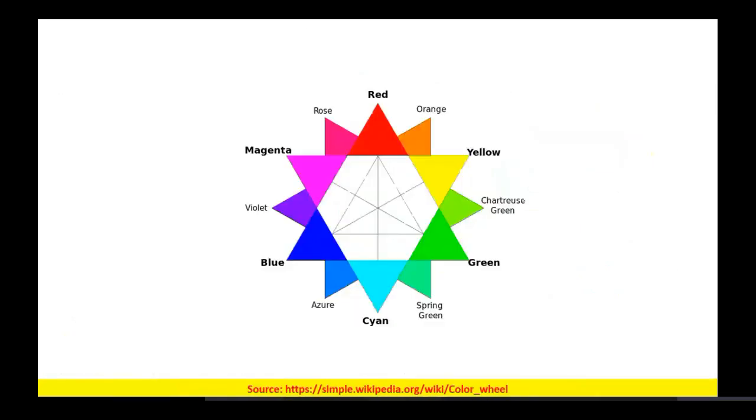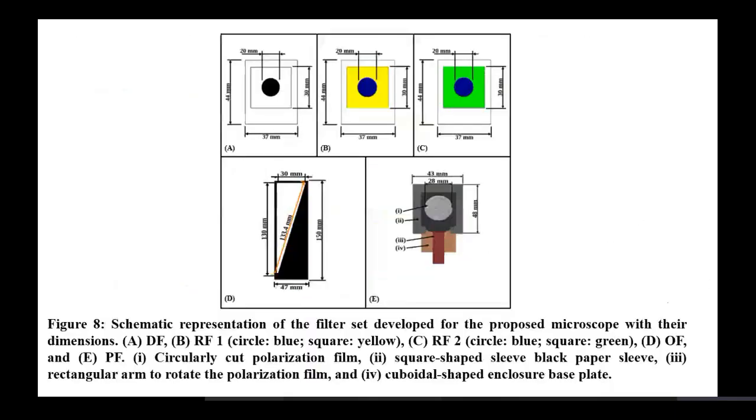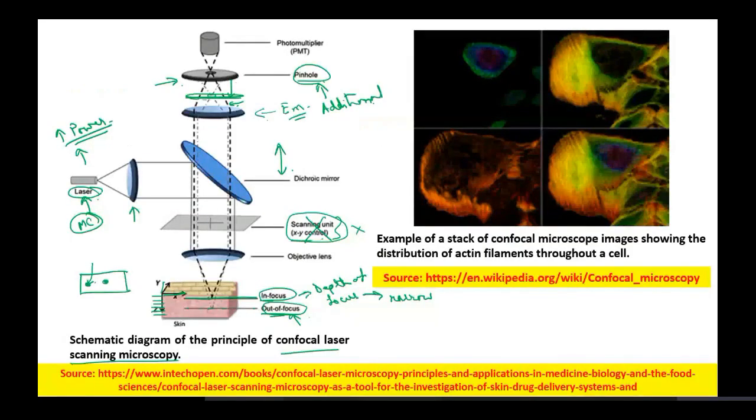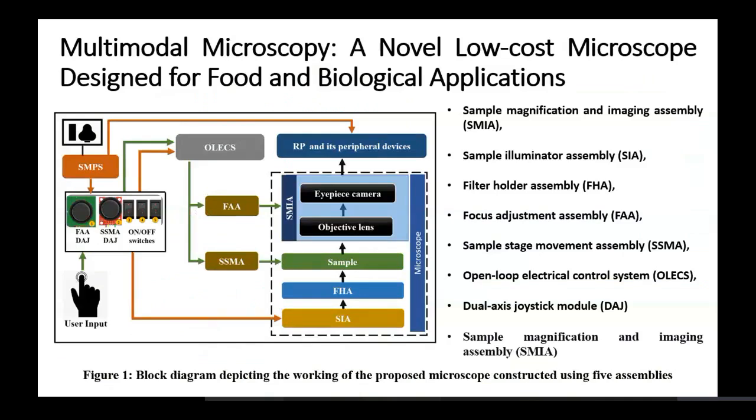So with this, I complete the chapter. However, I would like to discuss one of the works which one of our students has developed. He has developed a multimodal microscope system, and this is the block diagram of the multimodal system. So if you see, it has several systems.